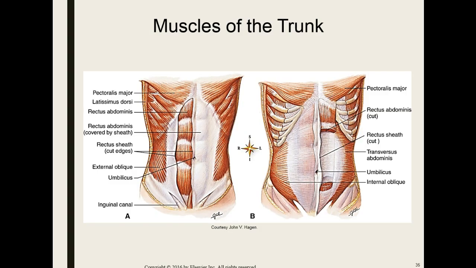The muscles of the trunk are going to include the rectus abdominis here, which is the muscle responsible for a six-pack ab. Here you can see the pectoralis major. Here's a little bit of the latissimus dorsi here, but that's going to wrap around to the posterior side of the body. External obliques are here, while the internal obliques lie deep to those.